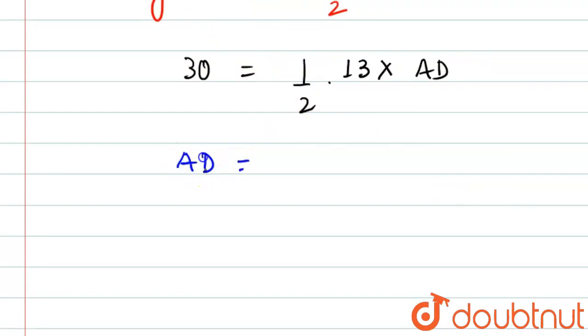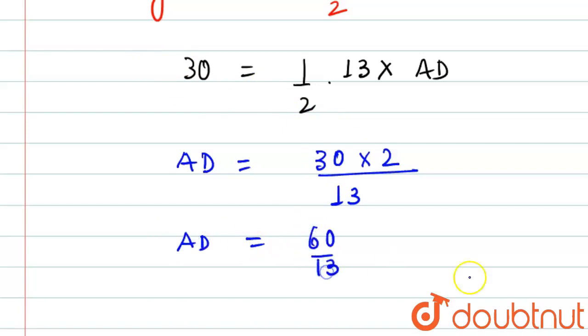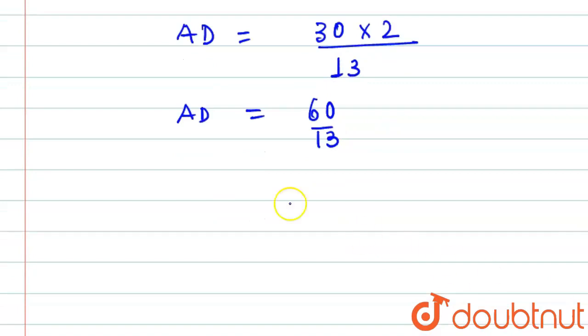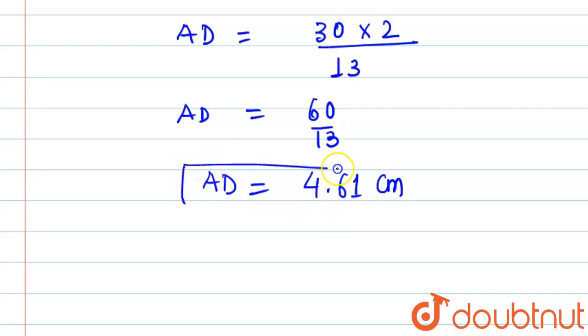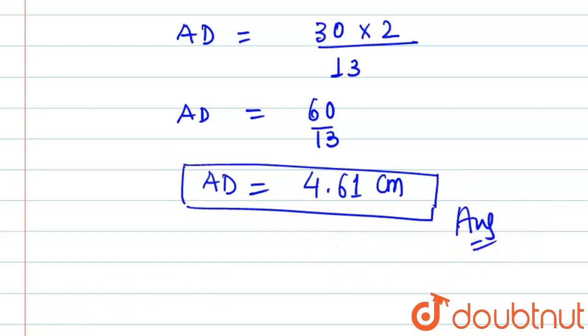To find AD, all the constants will go on the other side, that is 30. Now 2 will be multiplied here and 13 will be divided. So that gives us AD to be 60 divided by 13. So the value of AD is 4.61 centimeter. This is the value of AD, and this is what we had to find in this question. This is our answer.